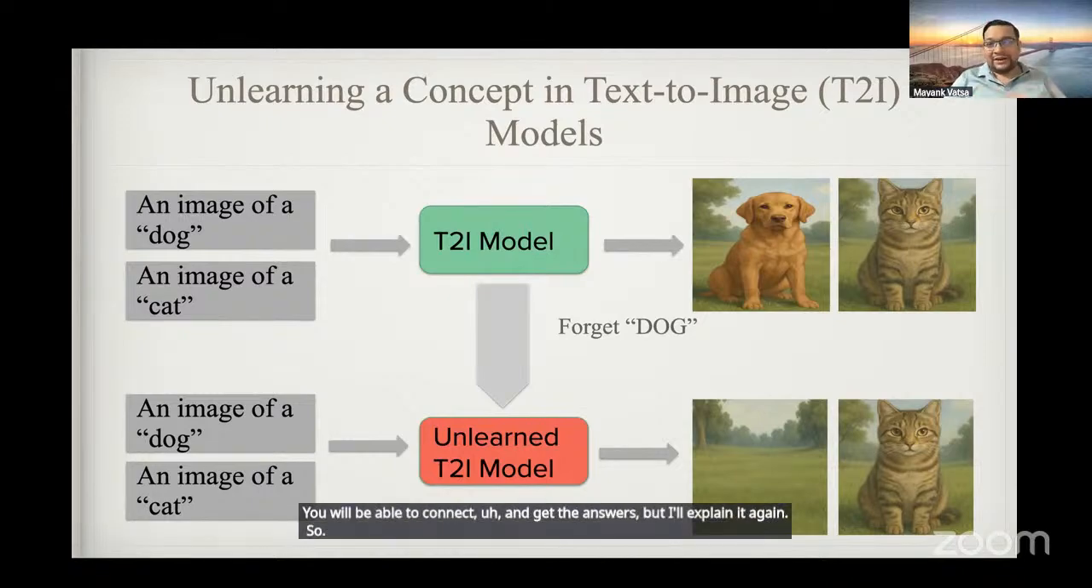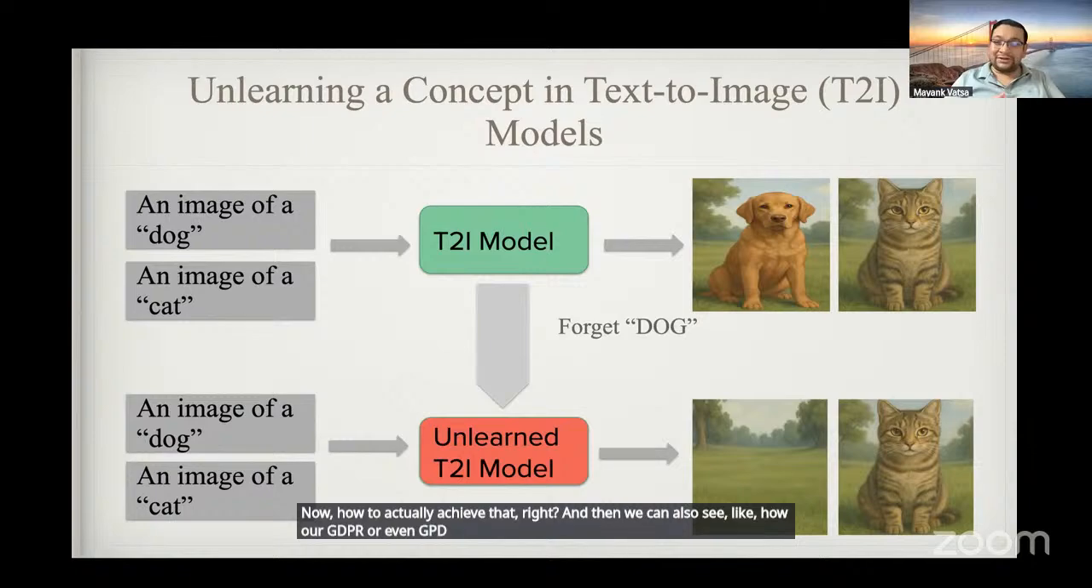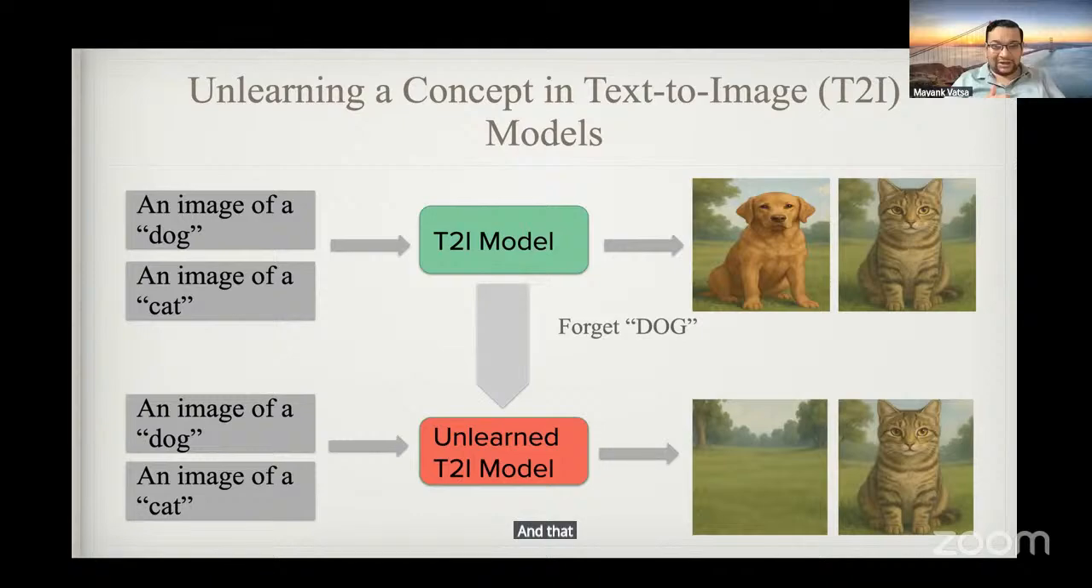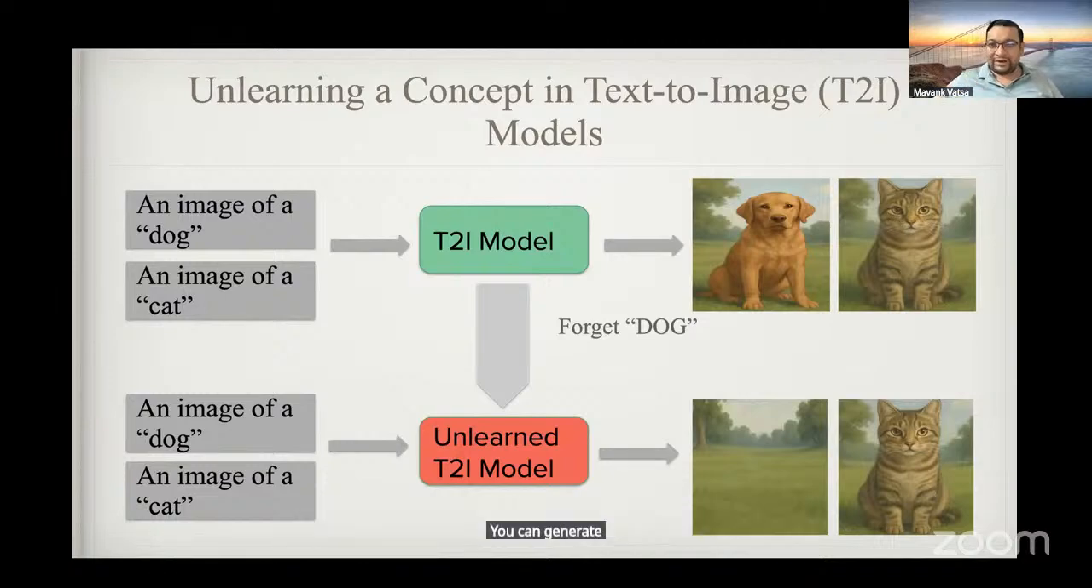So let me explain the concept of machine unlearning a bit more. Now, how do we actually achieve that? And then we can also see how GDPR or even the DPDP Act has right to be forgotten, right to be removed clauses, and that can also be achieved. When we are training a T2I model, a text-to-image model, we are essentially providing paired samples: image of a dog and the label dog, image of a cat and the label cat. Once the model is trained, we can generate whatever samples we want.